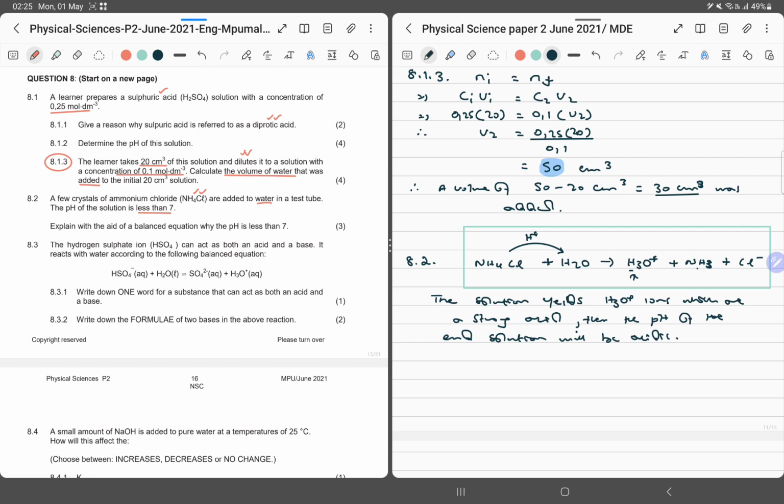And then now let's go on here. It says the hydrogen sulfate ion, so this is a 1 minus, can act as both an acid and a base. So we know that that's an ampholyte. So it reacts with water according to the following balanced equation. Fine. Write down one word for a substance that can act as both an acid and a base. We call it an ampholyte.